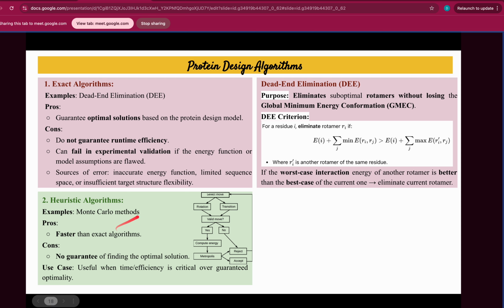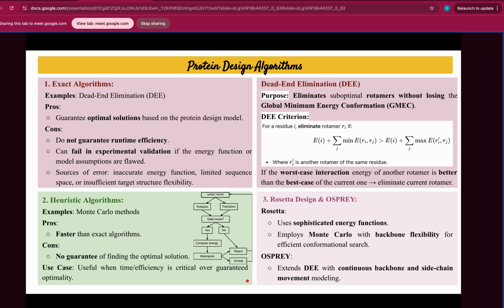So this is the heuristic based algorithm, and it might get trapped in local minima. That is the limitation: it does not guarantee that the structure you get will be the optimal one. Now the third method is Rosetta design or OSPREY, which is a sophisticated method because it combines the information from both these algorithms. This is the improvement, and it involves Rosetta design and OSPREY.